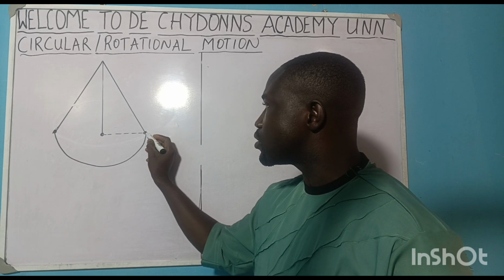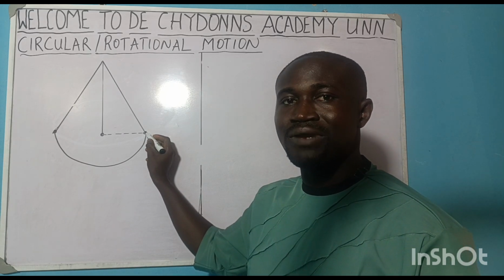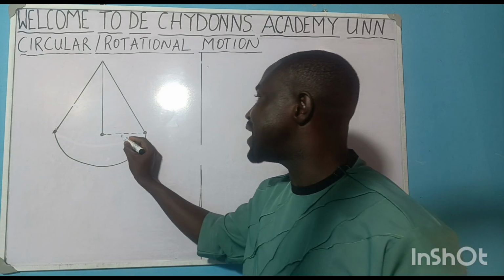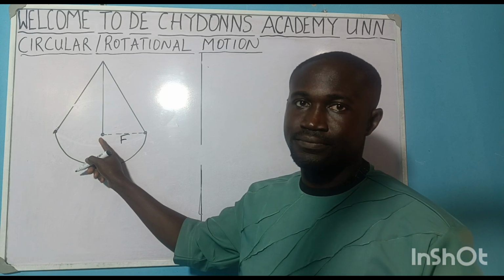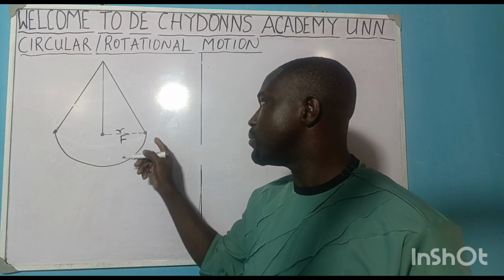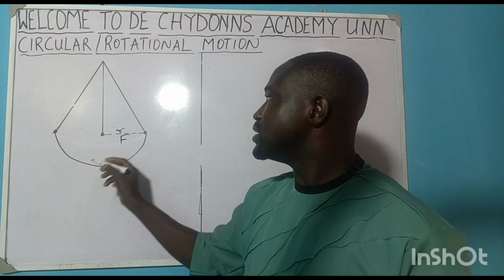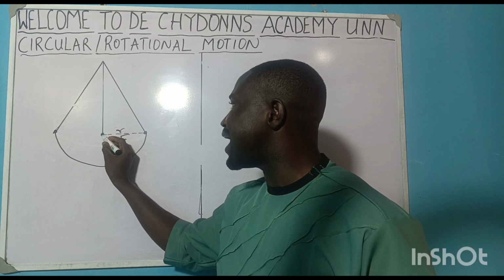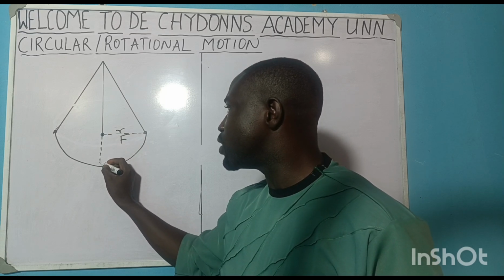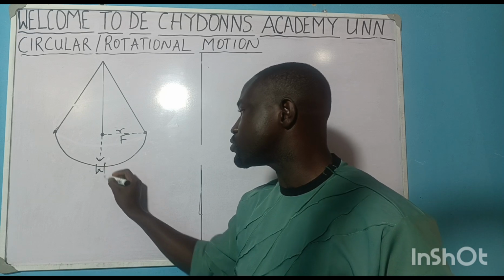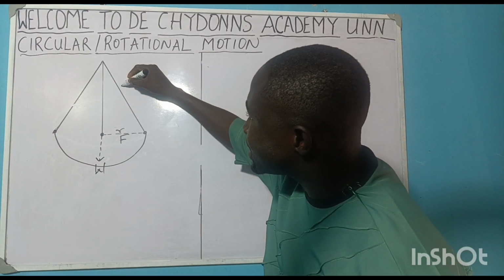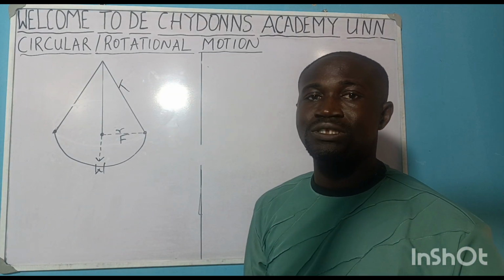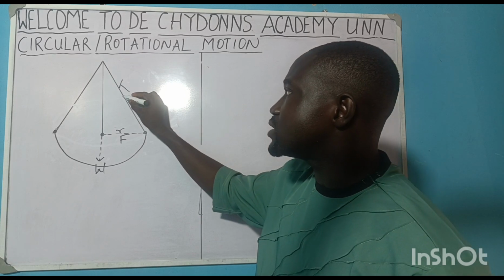Here, the force on that blade of the ceiling fan, helping it to rotate horizontally, is directed towards the center. Here is the radius, and there is a force acting on it. Then the weight of the body acts downward. Then here there is a tension, which is a force on the string or spring.